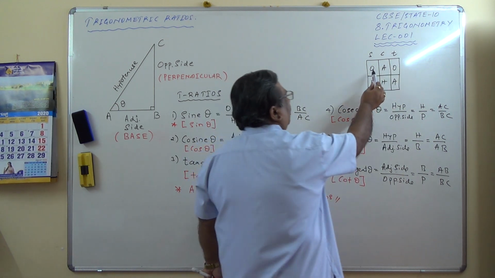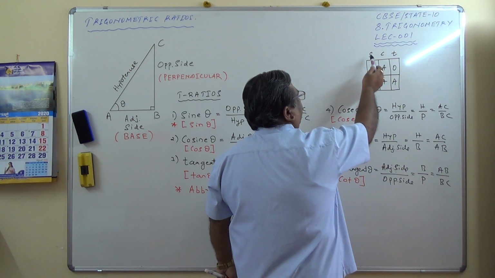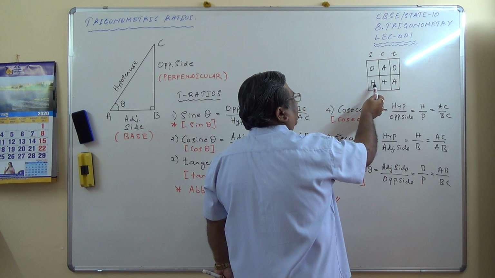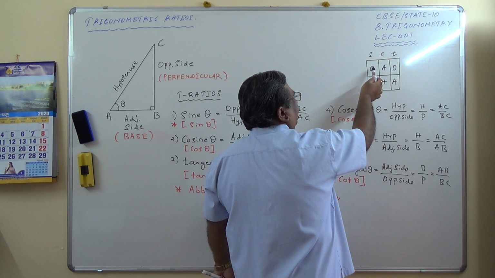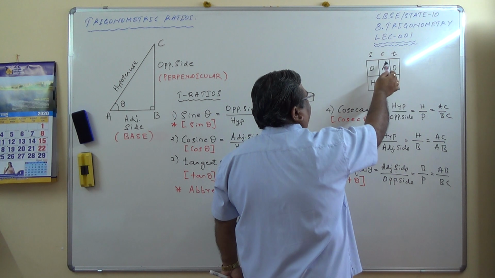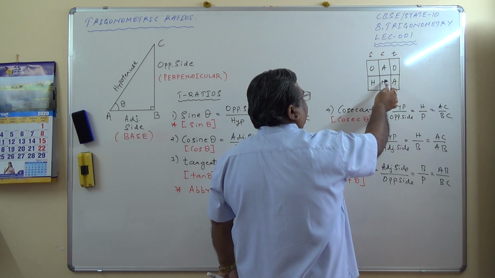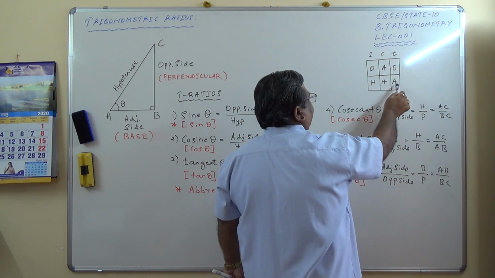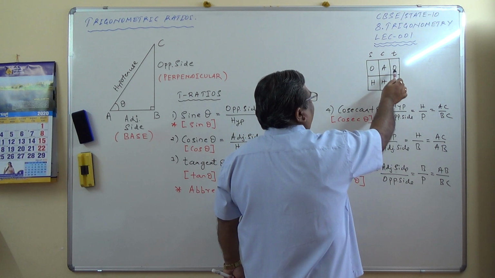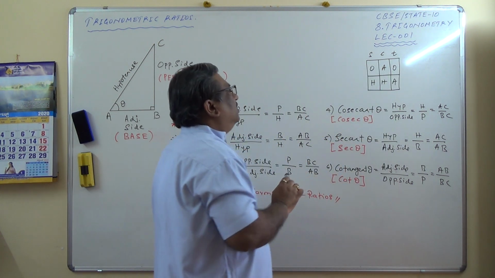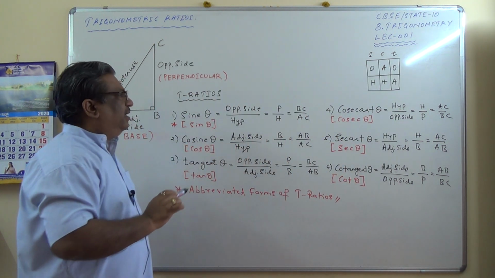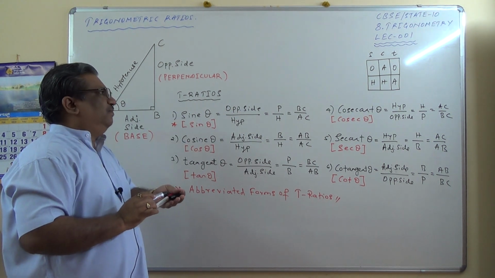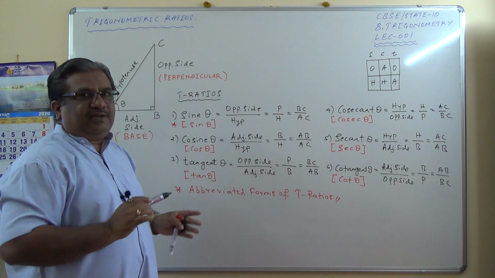So how to remember? O Anjaneya O Har Har Anjaneya. Sine theta opposite by hypotenuse, cosecant theta hypotenuse by opposite, cos theta adjacent by hypotenuse, sec theta hypotenuse by adjacent side, tan theta opposite by adjacent, cot theta adjacent by opposite. So this is one way I can remember in terms of opposite side, adjacent side and hypotenuse.